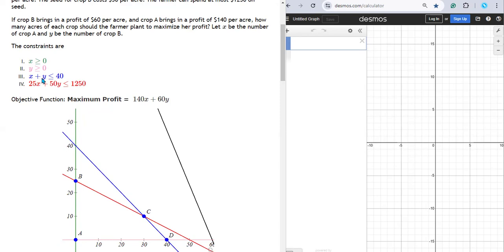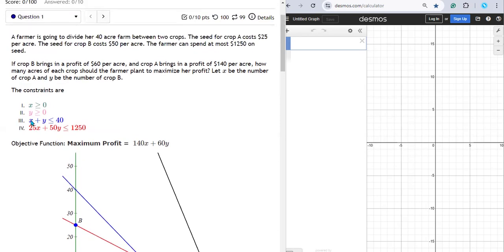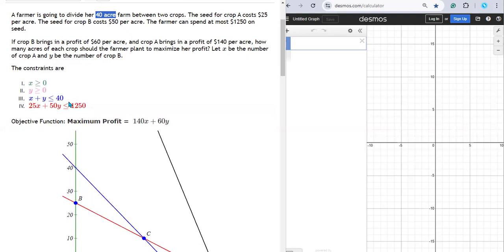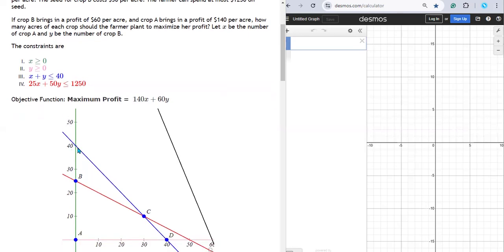Now, X plus Y, X is the quantity or number of acres under crop A. Y is the number of acres under crop B. And together, they can't exceed 40 because she has a 40-acre farm. She can't plant 41 acres. And this constraint is modeled by this blue line.